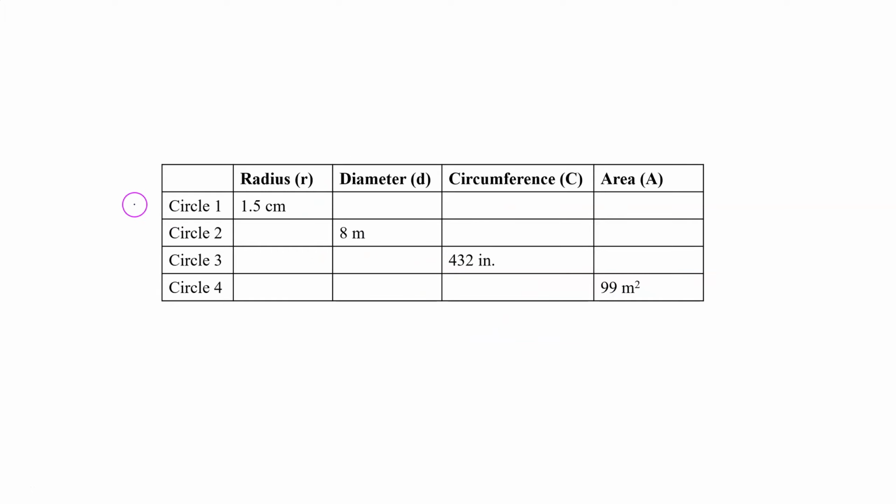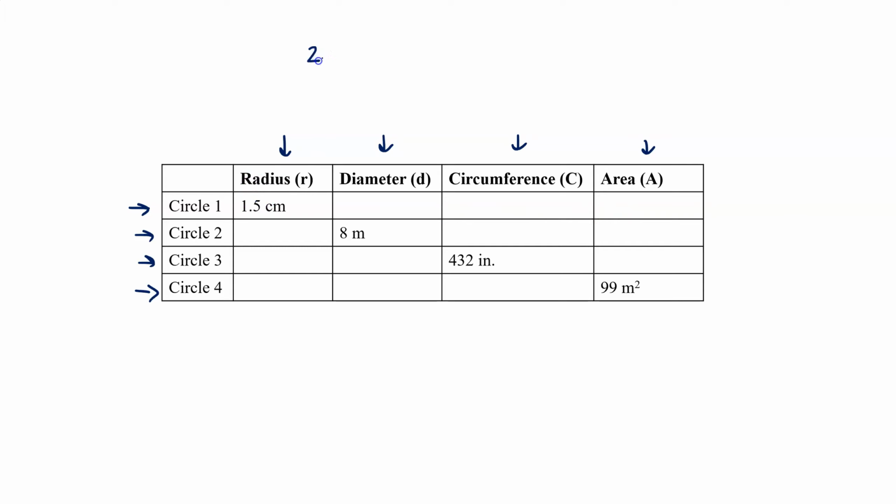So here we have 4 circles. So here's circle 1, 2, 3, 4. And you can see in the table we're filling out the radius, the diameter, the circumference, and the area of each circle. And I have given you for each circle 1 piece of information. So let's go ahead and start with circle 1. We're going to be working with the first row.